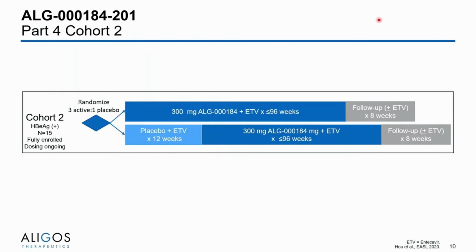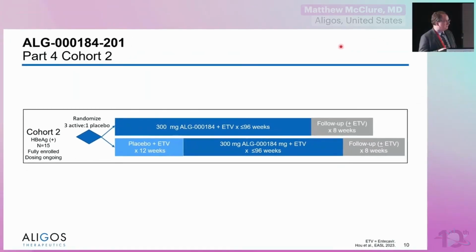I'm going to highlight the data from our longest running cohort. This is cohort 2. It's being run in China. I should have mentioned before, those S antigen declines were only in E positive subjects, okay? And so here, this is an E positive cohort of 15 subjects. And what we did was we randomized these subjects to either receive entecavir monotherapy or the combination of 300 milligrams of our CAM plus entecavir.